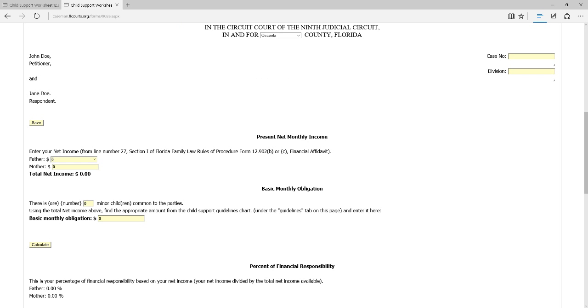Now here, we're going to go ahead and write dad's income, mom's income. This is one child. And it's $828, the base income.